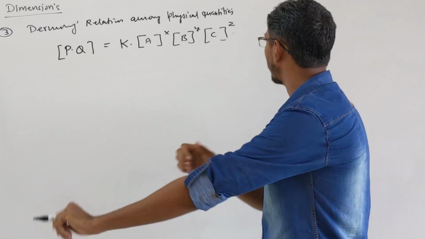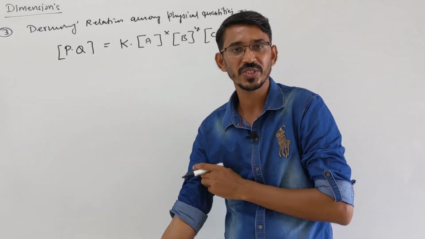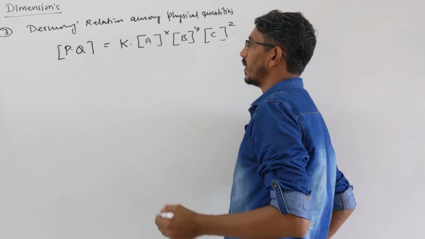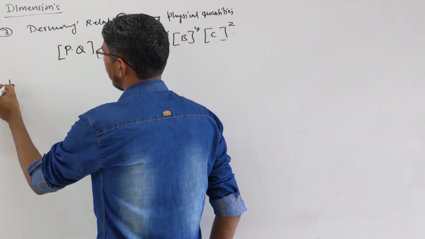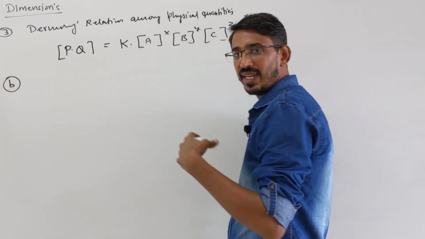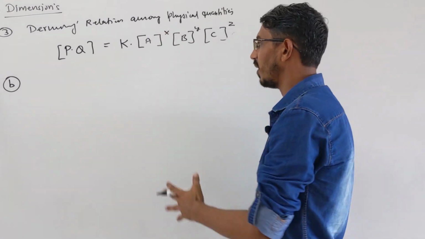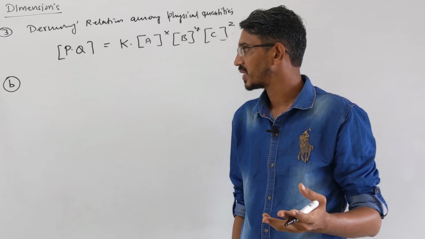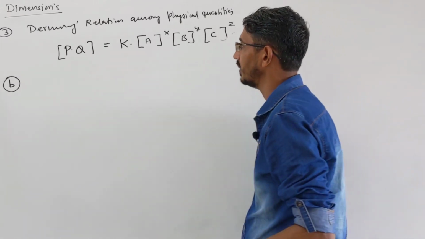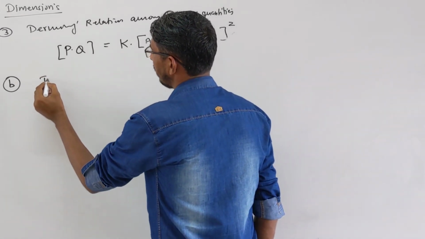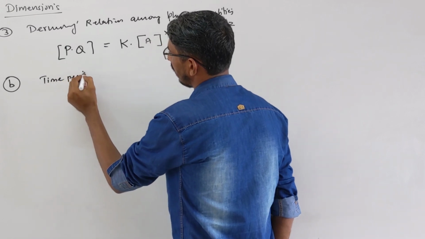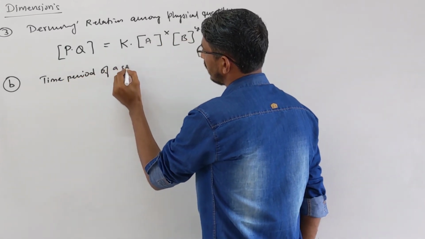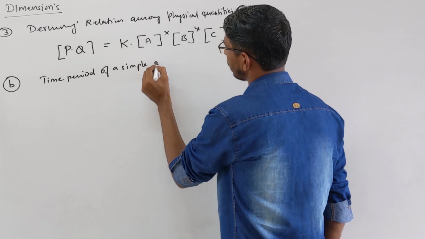Okay, so we're doing one more example to understand how to derive the relations among physical quantities. I'm doing again a known formula, so you understand the procedure of how it comes. Let's talk about any formula of physics, say the time period of a simple pendulum.